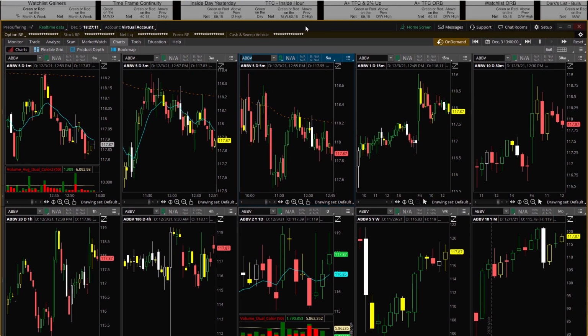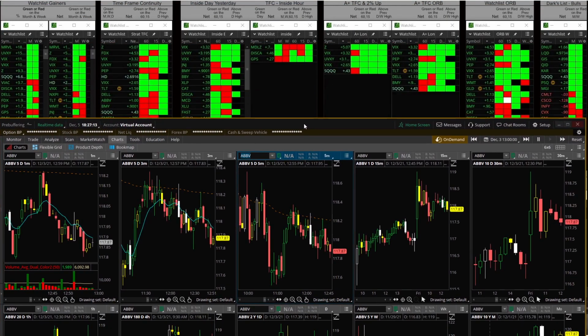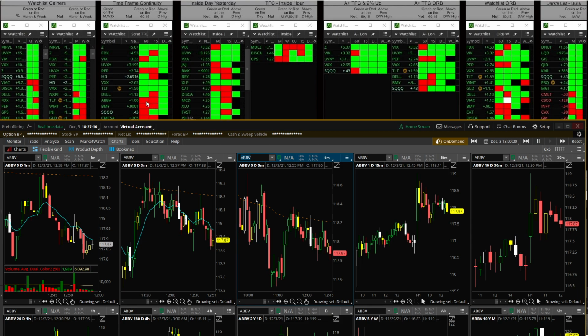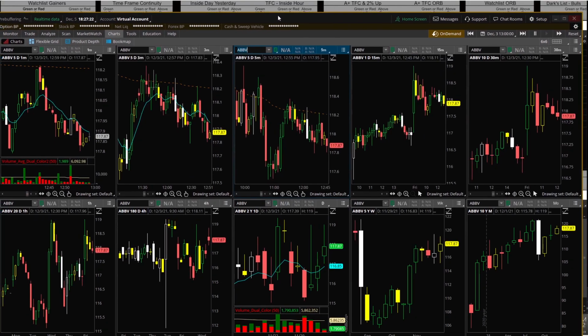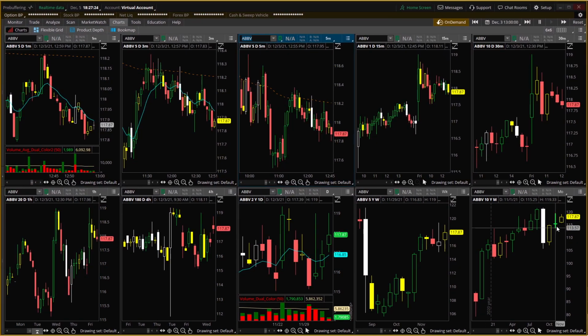Okay, ABBV, we have green on the month, weekday, red on the 60, red on the 15, but trading above the previous day's high. So we have green on the month, green on the week, green on the day, also trading above the previous day's high, okay, because here's the previous day's high, and here's where we're currently trading. Not just wicked above it, but we're still trading above it, so that means it's a 2-up in force, okay.